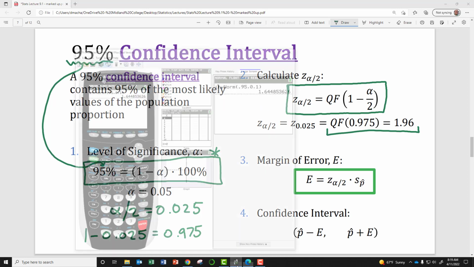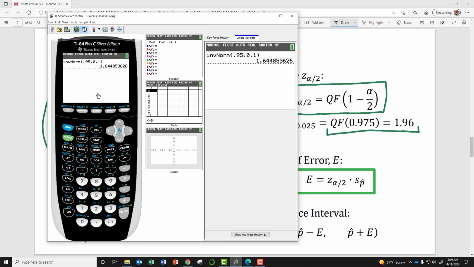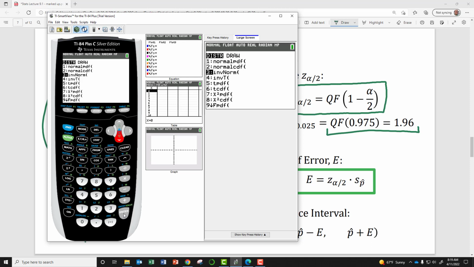So let's try this. I'm going to go to second VARS. We're going to go to 3, which represents my normal quantile function. I'm going to set the area to be 0.975 this time. Mu is 0 and sigma is 1 for the standard normal distribution.